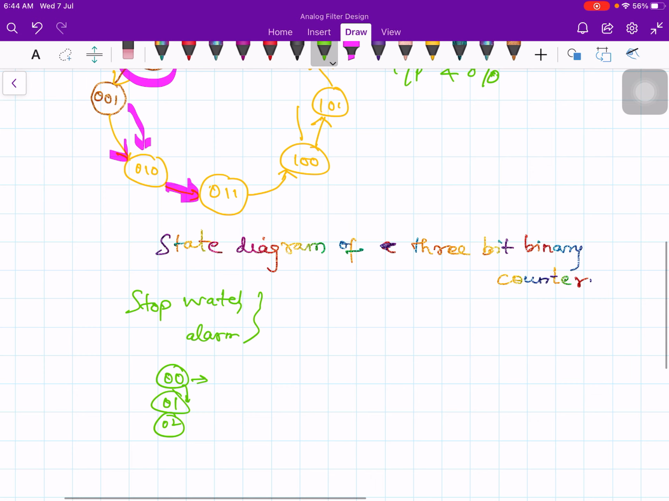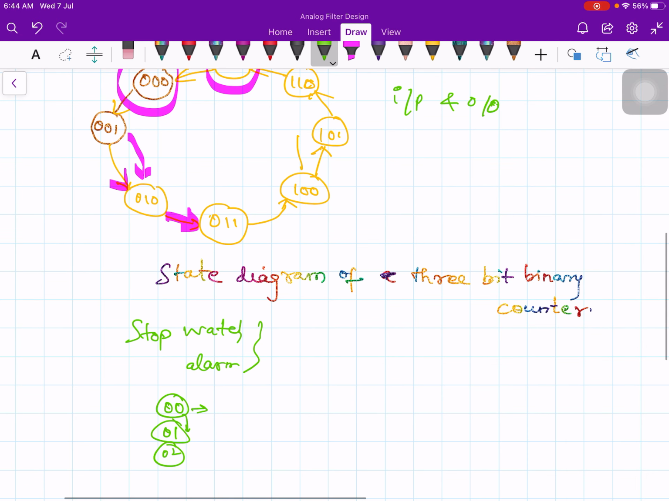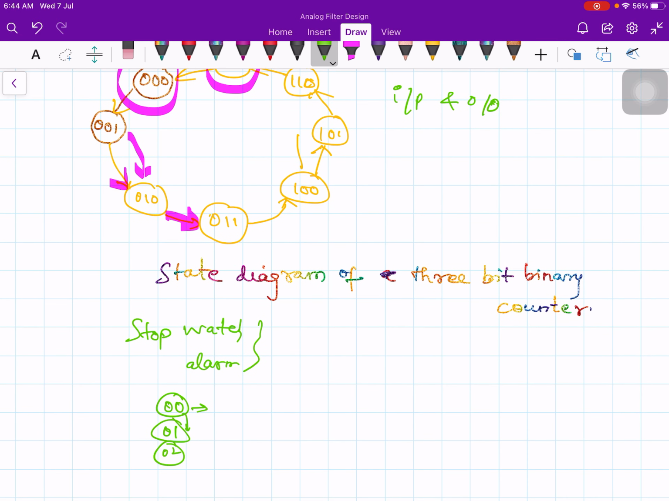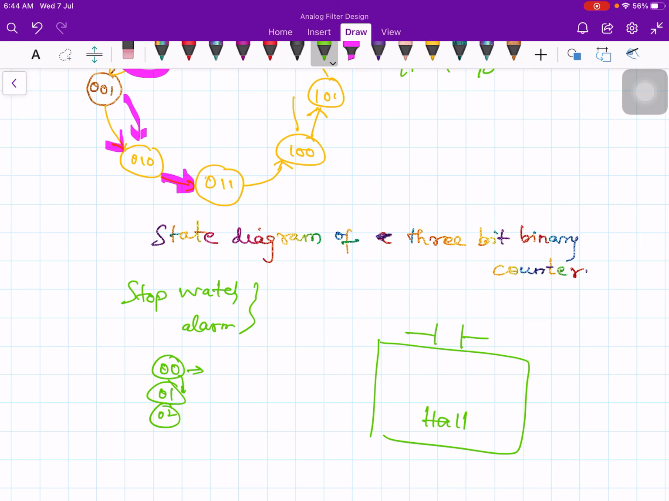So remember that state transitions in a clocked sequential circuit are initiated by the clock edge. The flip-flops remain in their present state if no clock is applied. Suppose there is a big room, a big hall or auditorium, and you put a sensor here, and the sensor will give one clock pulse like this if one person enters the hall.